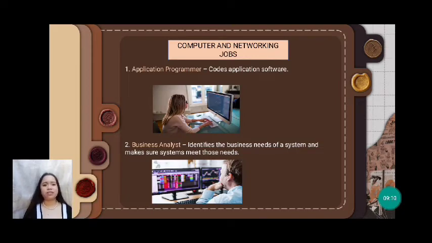As far as I know, the salary of a business analyst in the US is about $6,882, so it's really big. So what are you waiting for? That's the work of a business analyst. And let's go on to the third one.